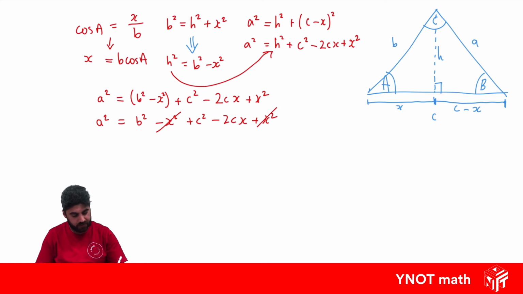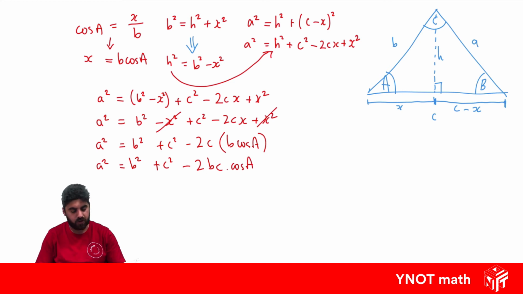And we're going to go ahead and sub that in for our x over here. So we get a squared equals b squared plus c squared minus 2c times x, which we now know is b cos A. And we get a squared equals b squared plus c squared minus 2bc times cos A, which is our cos rule that we know.